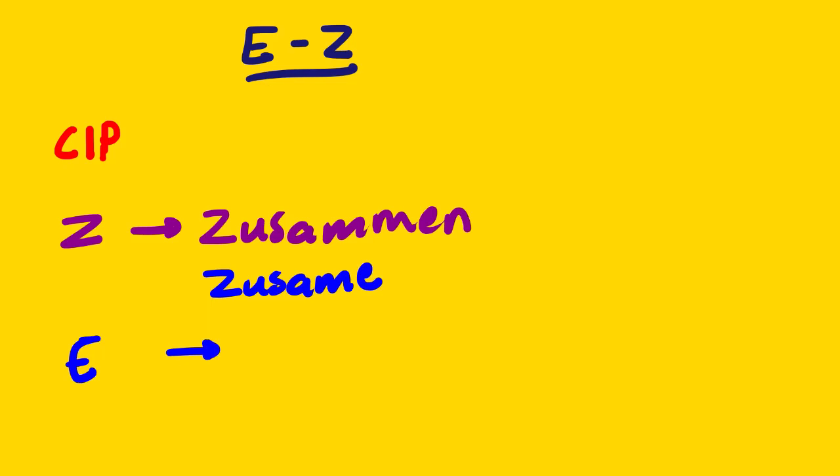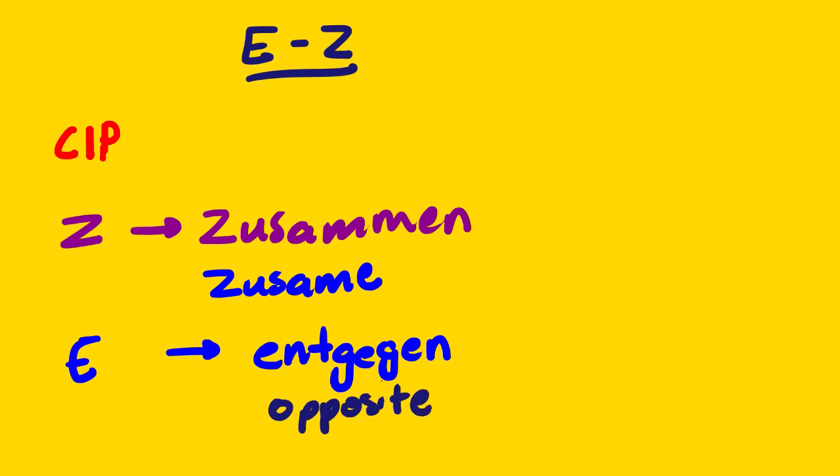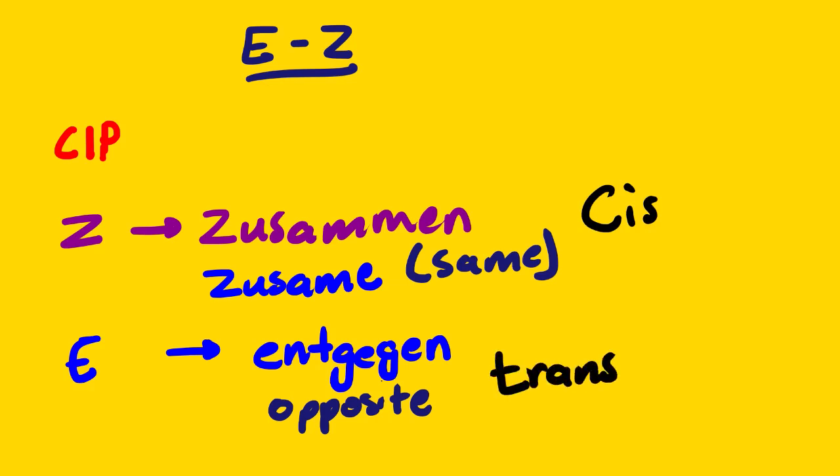And then E, I cannot really pronounce this name, so I'll just write it down to avoid mispronunciation. This simply means opposite, and by the way, Z means same. So if you've watched the cis and trans isomer lesson video, then you'd know that Z can be associated with cis and E can be associated with trans.